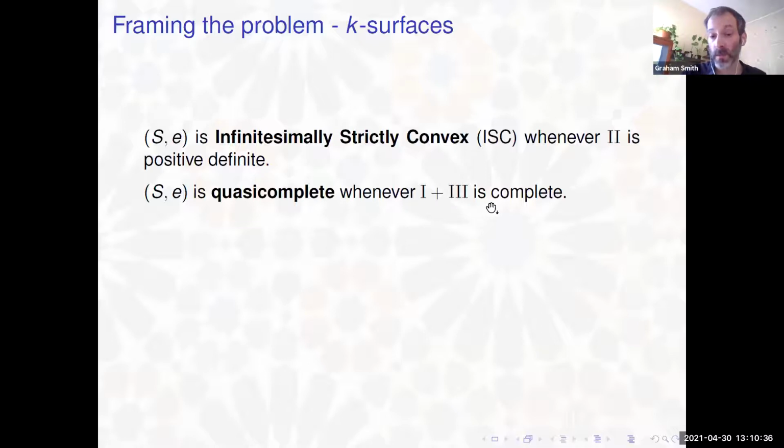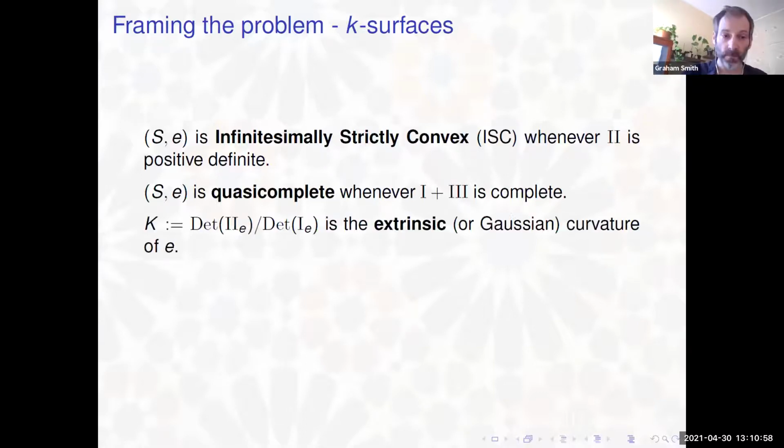So what that means is that completeness in this metric, 1 plus 3, is weaker than completeness in the usual metric, 1. That means that I can have surfaces that are quasi-complete but not complete, but not the converse. I can't have surfaces that are complete but not quasi-complete. And I'll come back to that later.